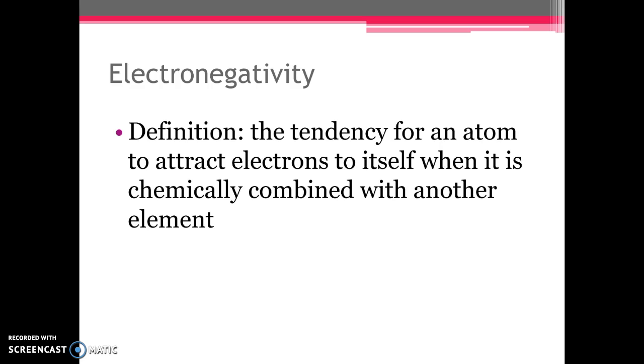Electronegativity is the tendency for an atom to attract electrons to itself when it is chemically combined with another element. The important thing to remember is that they are trying to attract electrons. Remember that attracting electrons or gaining electrons would give you a negative charge.